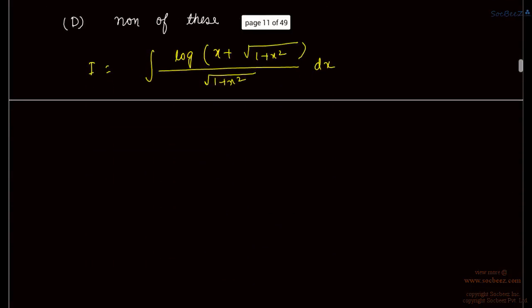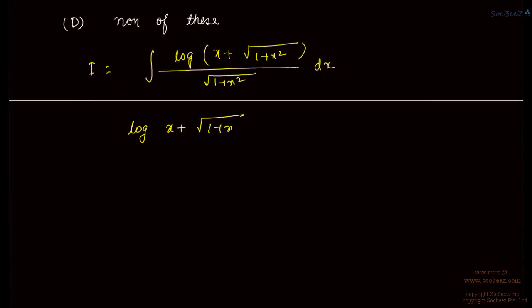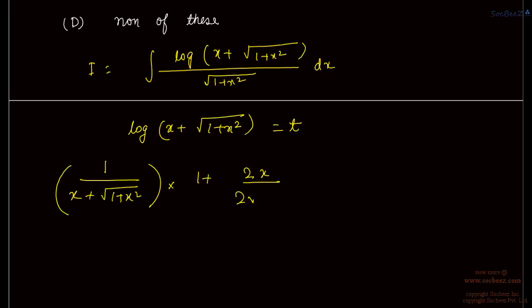So here we substitute log x plus root 1 plus x square is equal to t, right? So we have 1 upon x plus root 1 plus x square into 1 plus 2x upon 2 root 1 plus x square dx is equal to dt, right? Differentiating this with respect to x.